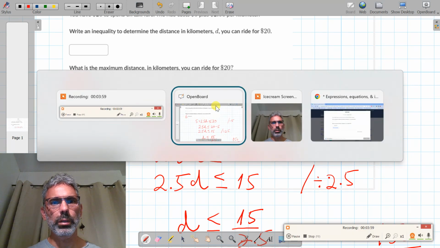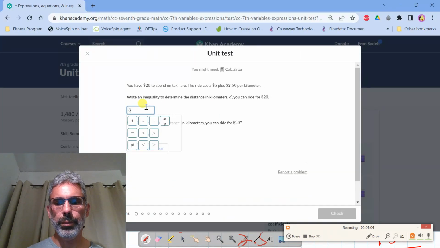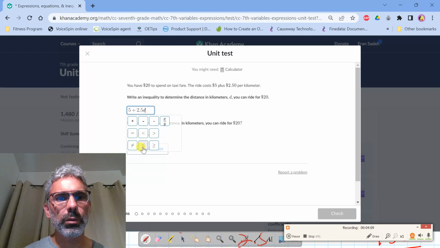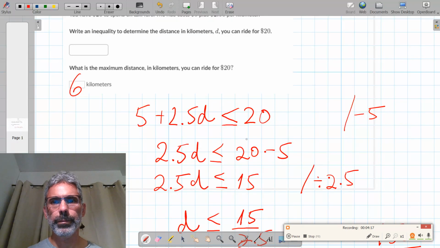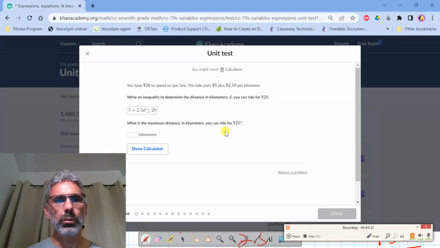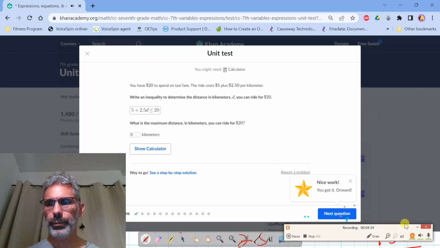So the inequality is 5 plus 2.5d has to be less than or equal to 20. Right? 5 plus 2.5d is less than or equal to 20. And the maximum distance in kilometers is 6. Good.